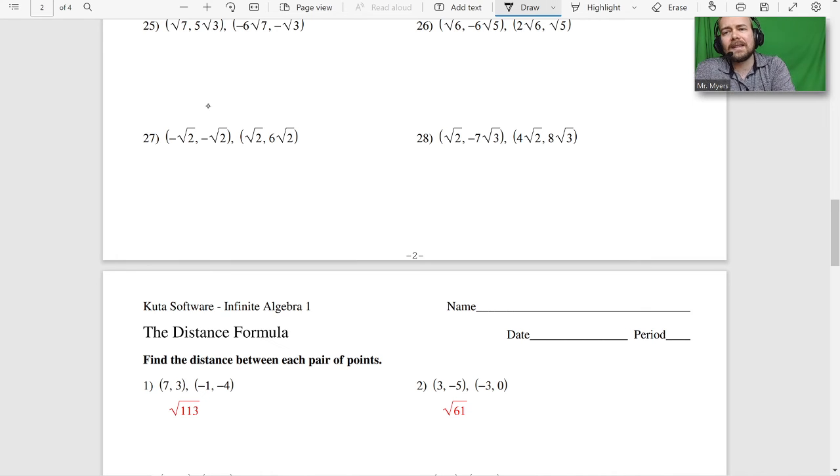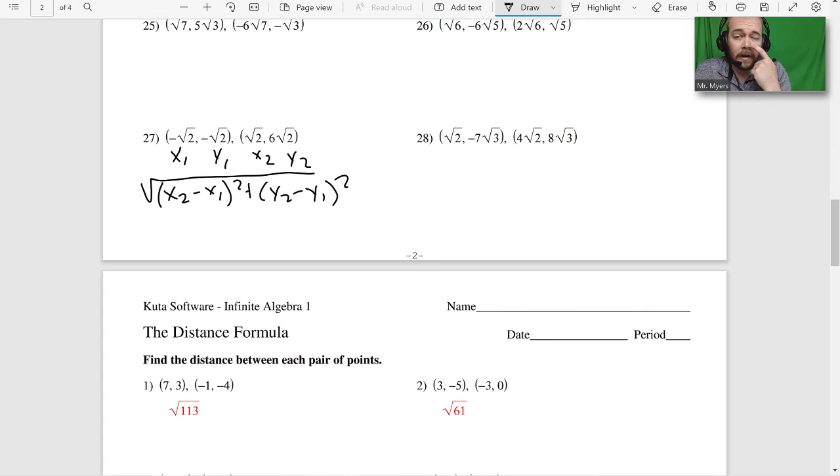Let's knock out the last couple here, and then we'll call it a day. So I'm actually just going to use the formula, x1, y1, x2, y2. Okay? So distance equals the square root of x2 minus x1, squared, plus y2 minus y1, squared.